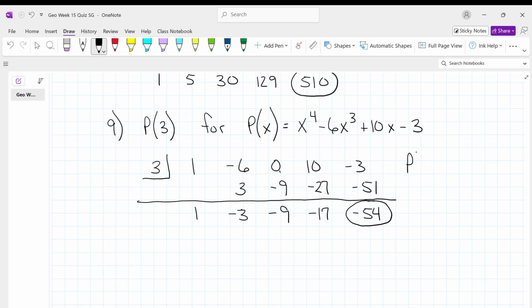So our P of 3 is equal to negative 54. All right, so that's using synthetic division to evaluate an equation for a given value. All right, does anybody have any questions from that study guide?